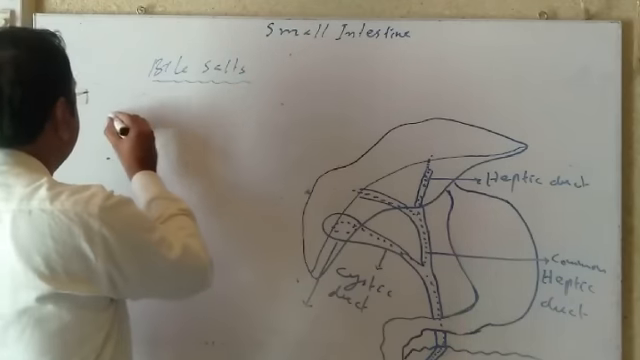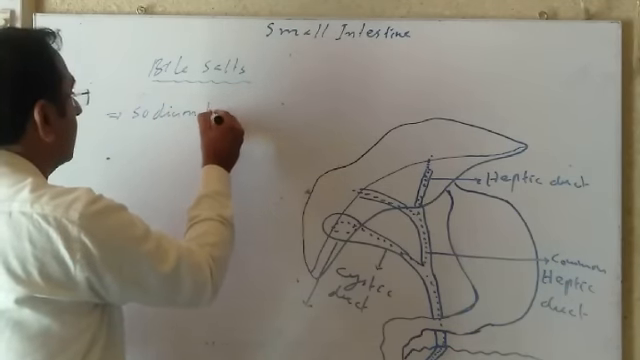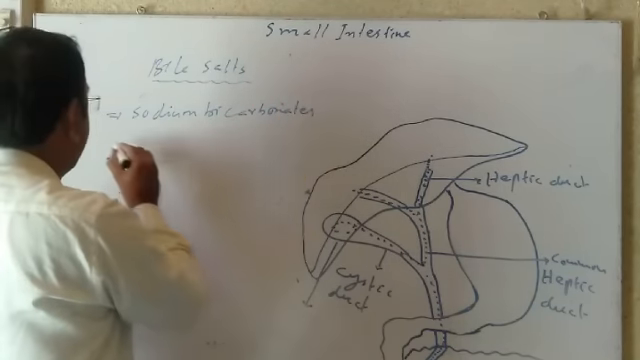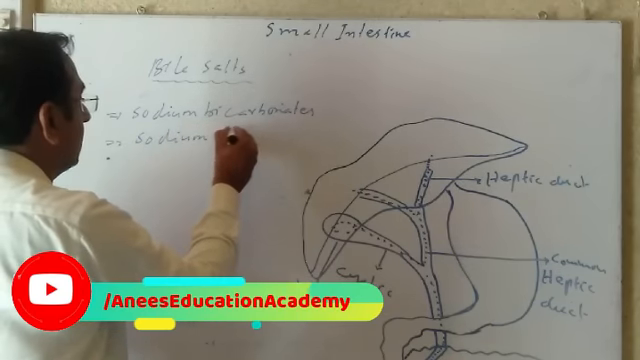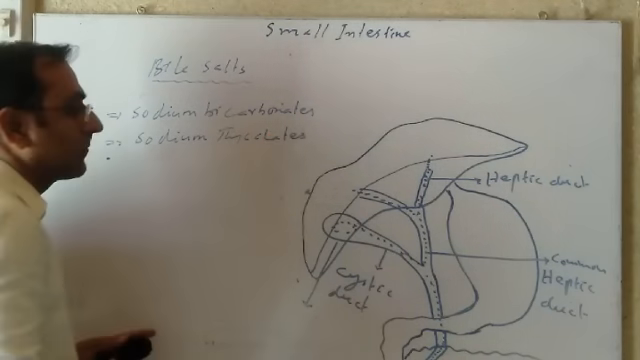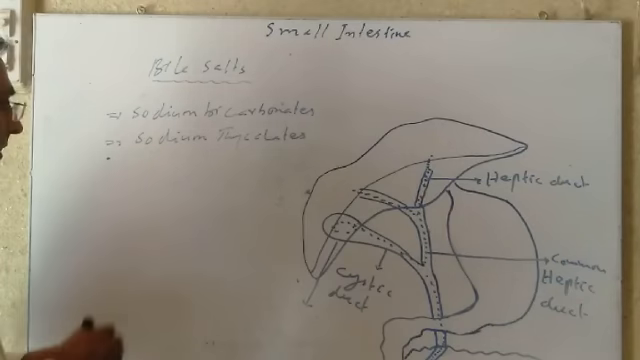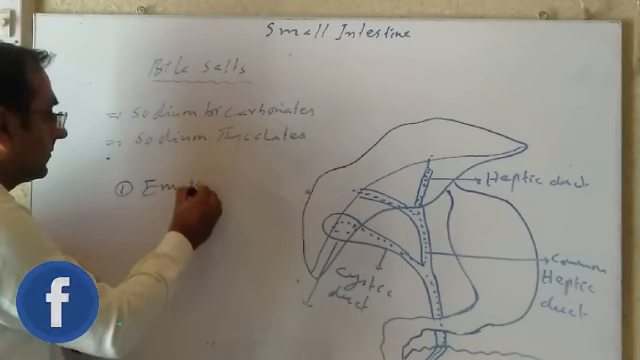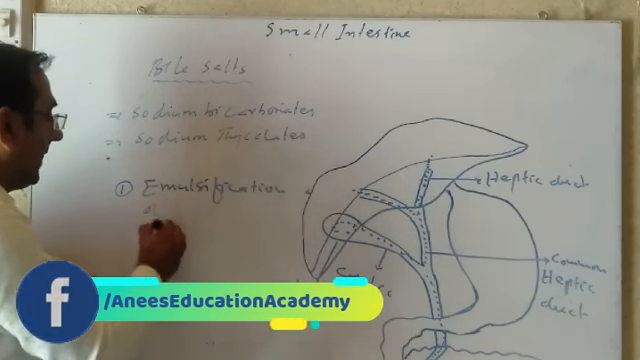Bile salts are sodium bicarbonate, sodium taurocholate, and these bile salts perform two very important functions. Number one, emulsification of fat.